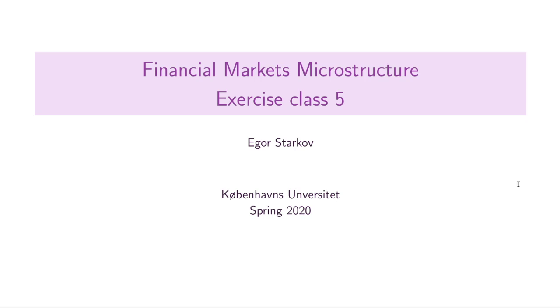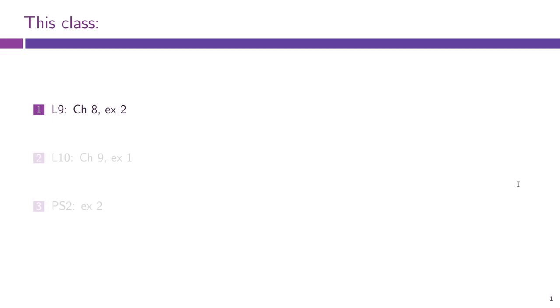It's our second exercise class in a row, second week in a row, and today we'll be cleaning up some of the exercises that we have left from earlier in the class. In particular, we have two exercises from lectures 9 and 10, and I wanted to quickly revisit one of the questions from problem set 2. But in terms of topics, this is going to be all about transparency, which was lecture 9. Lecture 10 was about the value of liquidity, and the problem set 2 question is also on the value of liquidity.